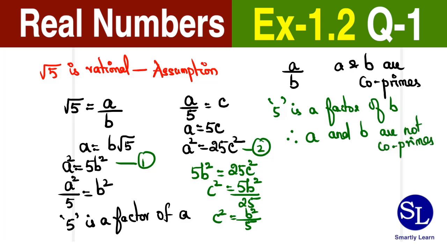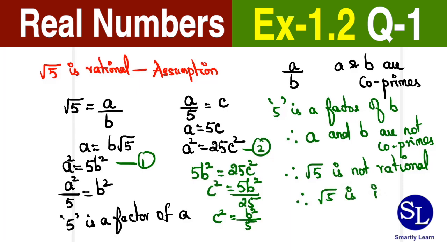This means that the assumption that root 5 is rational is wrong. Therefore, root 5 is not rational because the assumption itself goes wrong. Therefore, root 5 is irrational. Because our assumption is wrong, I am able to prove the original statement.